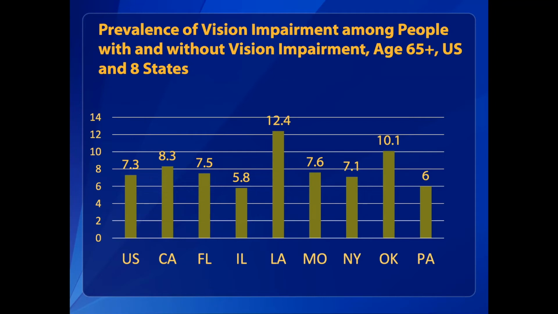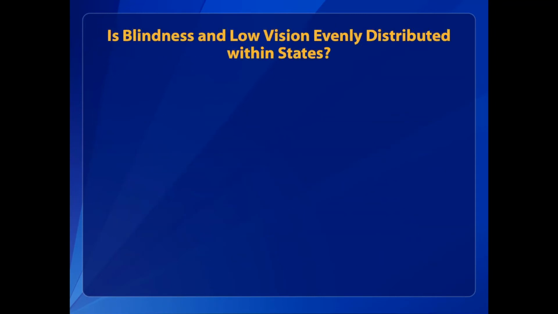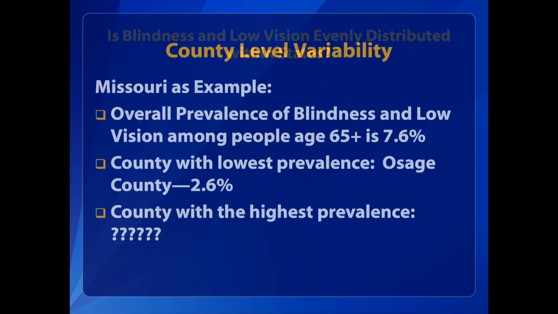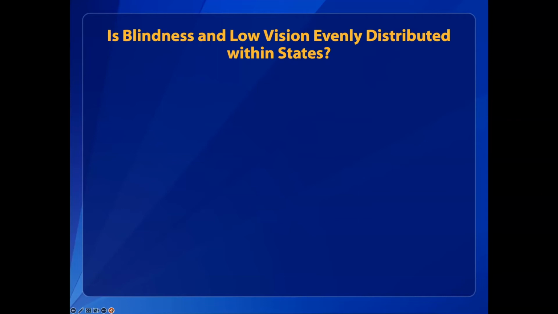Next slide. By the way, if there are questions, I think you can type in questions and I'm happy to respond to those. So the next issue has to do with the prevalence of vision impairment by county. And so we know the vision impairment. Next slide, please.